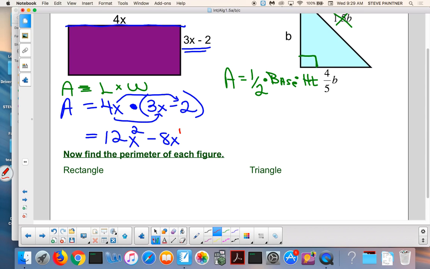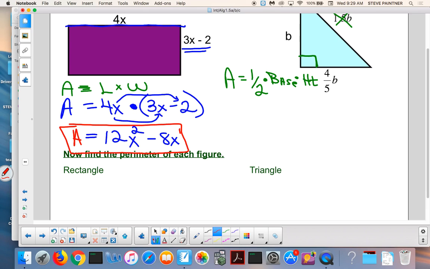Guess what? You just found the area of your rectangle. That's it. You're done. No like terms? I hope you didn't keep going, because if you kept going, you did too much. This was the answer.